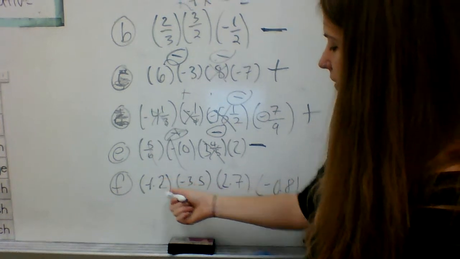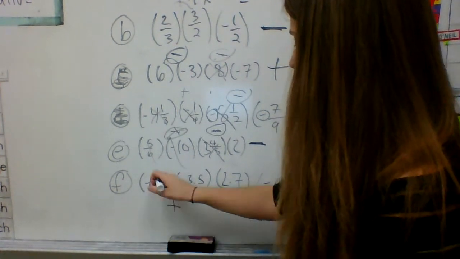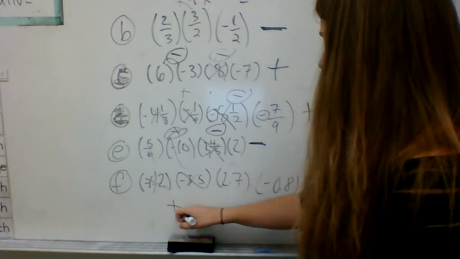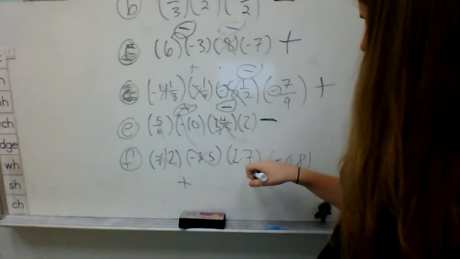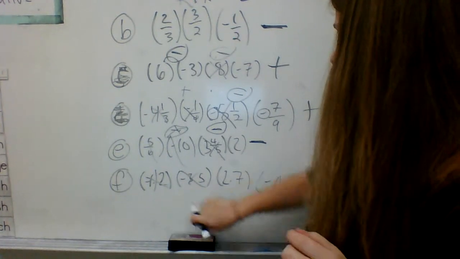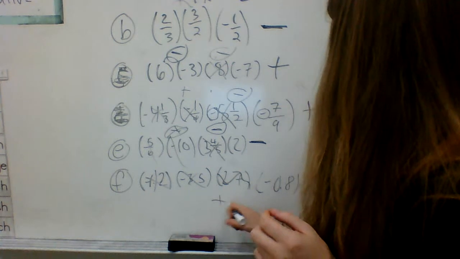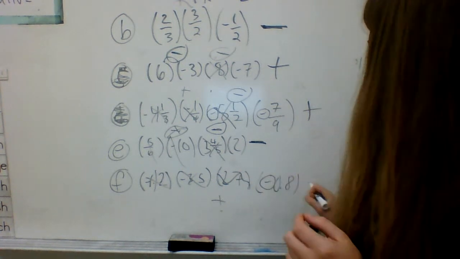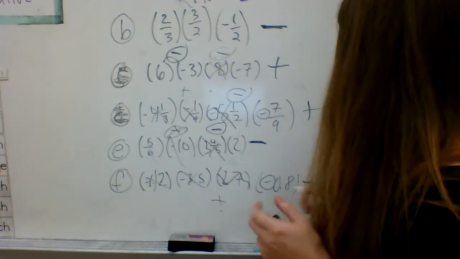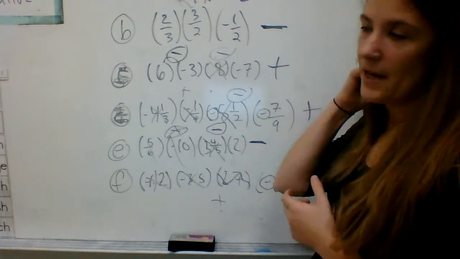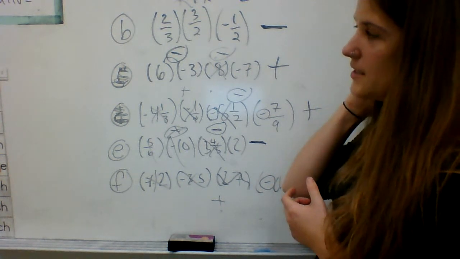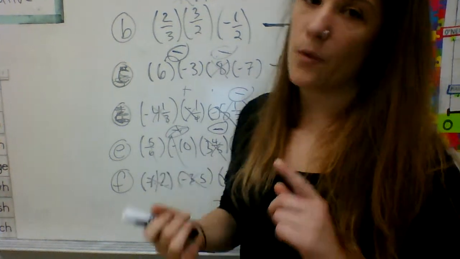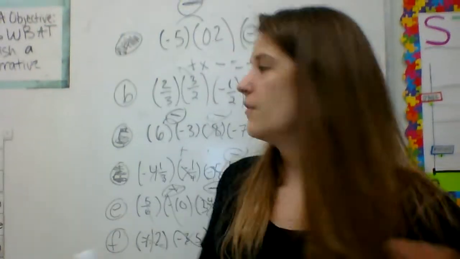Last one. A negative times a negative makes a positive. A positive times a positive is still going to be positive. And this positive times this negative will result in a negative. So on this problem, I had 3 correct answers, A, C, and D. Again, it doesn't matter what the numbers are. You can figure them out.